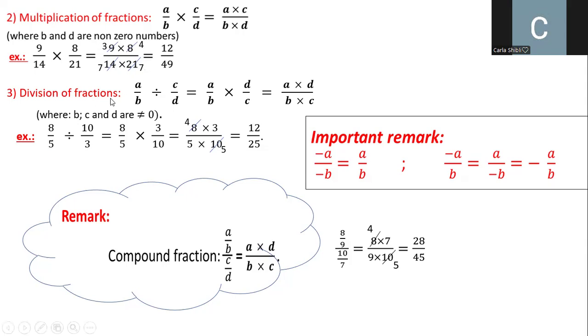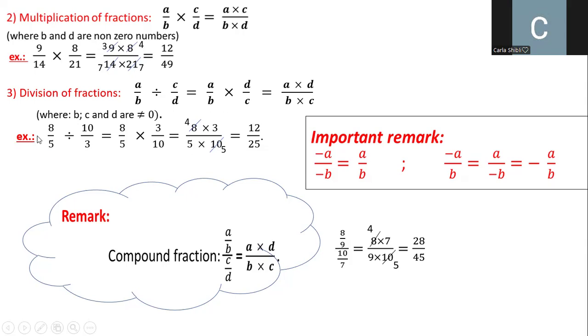Now division of fractions. A over b divided by c over d. Division should be changed to multiplication. I keep the first fraction as it is. I change division into multiplication and I write the reciprocal of c over d. You still remember the reciprocal? C over d, its reciprocal is d over c. Now I have multiplication. I multiply numerator by numerator over denominator by denominator.